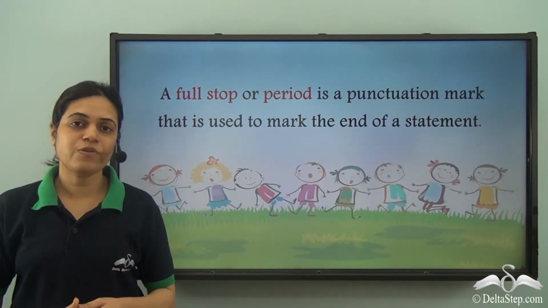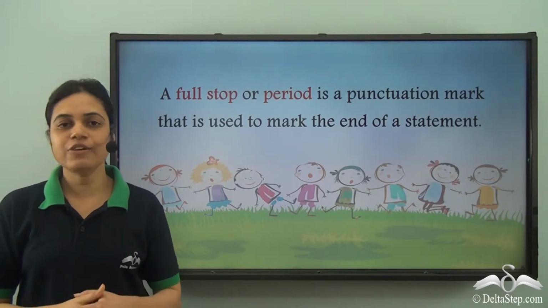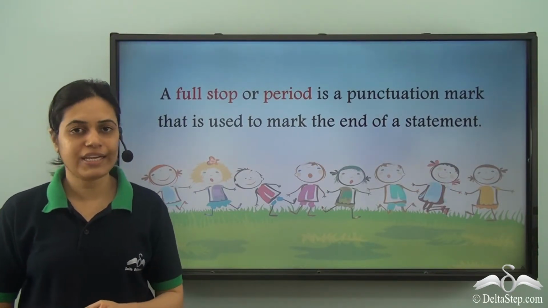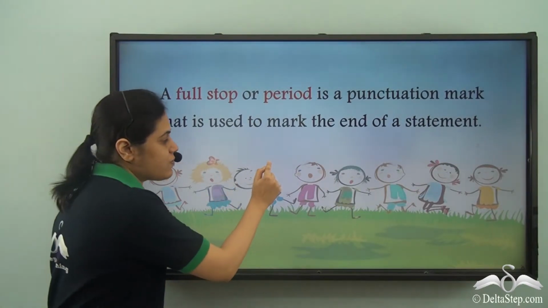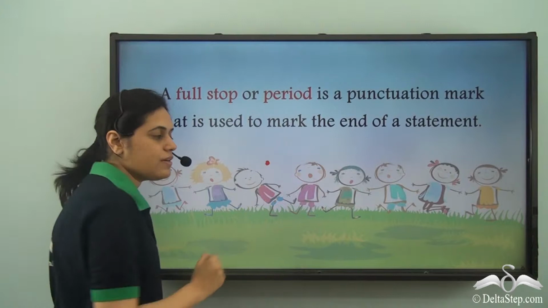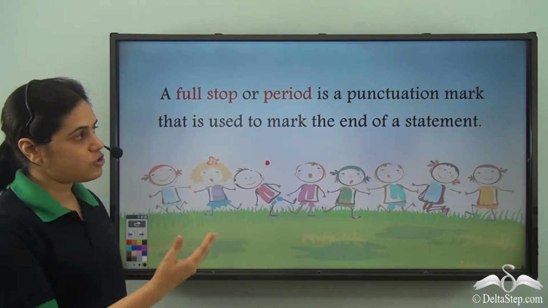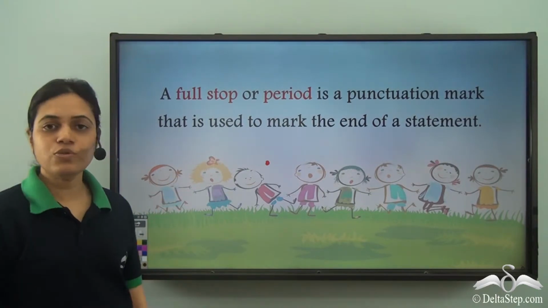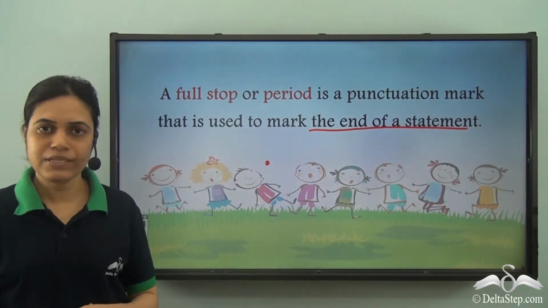We use several pauses while we speak. Similarly, when we write, we use punctuation marks to indicate those pauses. A full stop is one such punctuation mark. This is a full stop. A full stop or period is a punctuation mark that is used to mark the end of a statement.